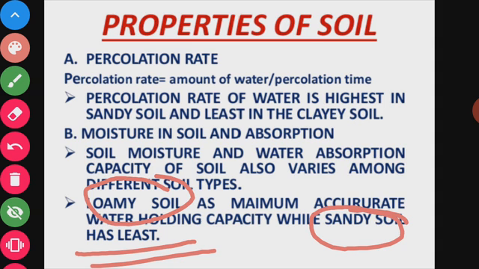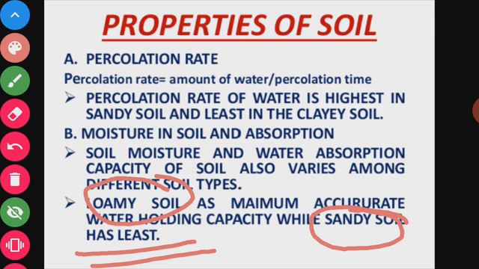Soil moisture and water absorption capacity also vary among different types of soil. Those soils which have larger spaces between their particles have higher water holding capacities. And if the soil has smaller spaces between the clay particles, those soils have to be irrigated frequently.